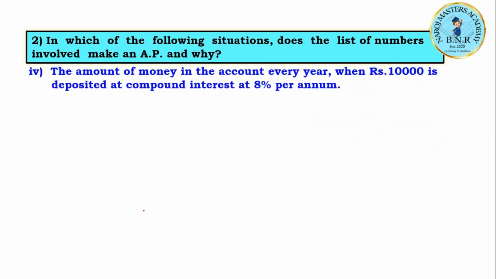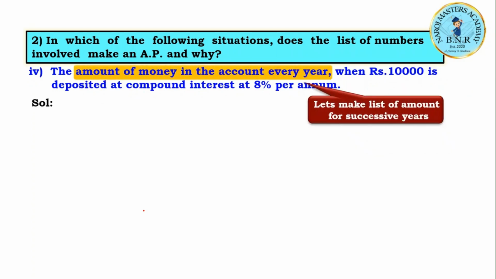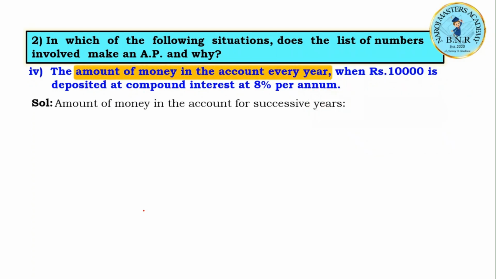The amount of money in the account every year when 10,000 is deposited at compound interest. Always remember that if a question comes in the form of compound interest, it will never follow an AP; only simple interest will. It doesn't matter how much percentage is given, but which type of interest is given. Here, compound interest will never follow the pattern of an AP.